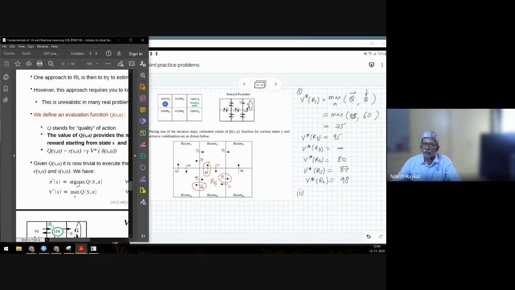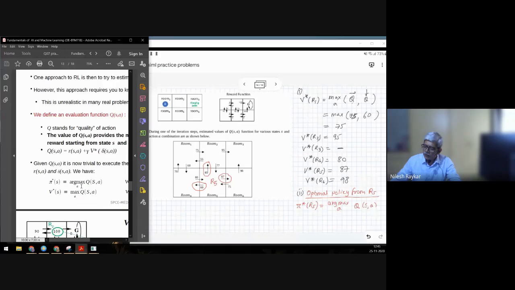It is argmax. The argument is A, so what action? The output of this function is the action, whereas the output of the bottom function is the value. You have to decide what action to take. So the optimal policy from room number 5 would be given as pi star of the state, which is equal to argmax over a of Q(s, a).